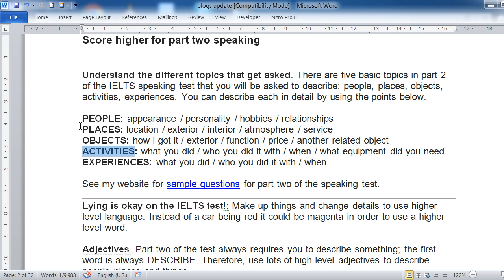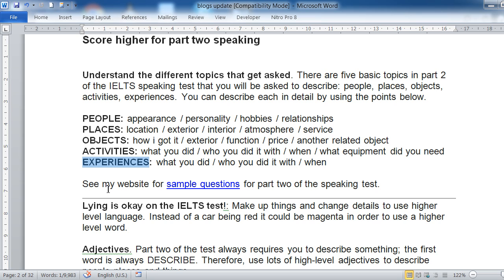But not only that, there's other aspects we can talk about, such as what you did. What did you do? You went hiking. Well, you could explain a bit about going hiking. Who you did it with. Back up to people. When? Was it early in the morning? Are you an early bird? What equipment did you need? Back to objects. Okay, so in talking about activities, we can think about these aspects. We can also recycle a lot of the ideas that we've got up here. So there's lots and lots of things we can talk about when we're preparing for an activity.